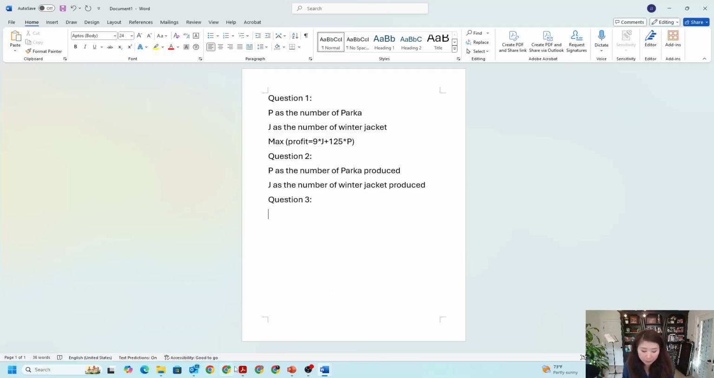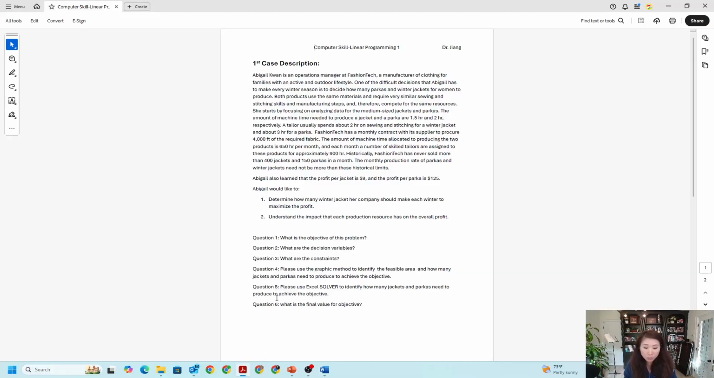Question number 3 is asking what the constraints are. Again, any optimization problem will have constraints. As we read in the case, we learned that naturally we have 2 constraints, right? One is about the machine time. The other one is about the tailor's time. And then we also have the constraint that we don't want to have inventory. We want to make sure we are not producing more than we can sell, right? Therefore we have 2 more related to the capacity of the market. So let's translate what we just read into mathematical formulas, right?